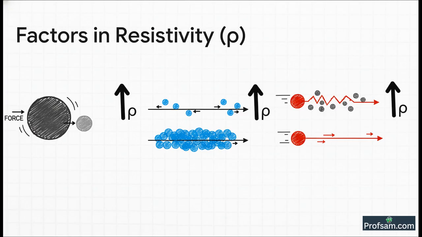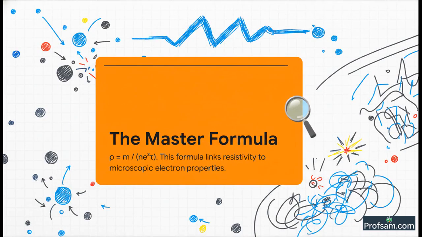Second, n, which is the number of free electrons per unit volume. If you have more pinballs, more electrons available to carry the current, it's easier. So higher n means lower resistivity. And finally, our new friend relaxation time tau. If the electron gets a longer break between collisions, it can speed up more. So longer relaxation time means lower resistivity. And here it is, the master formula that ties everything together. Resistivity rho is equal to m upon n squared tau.